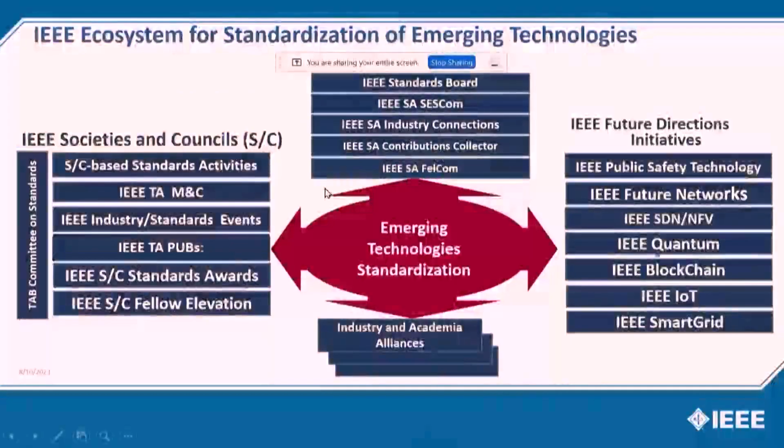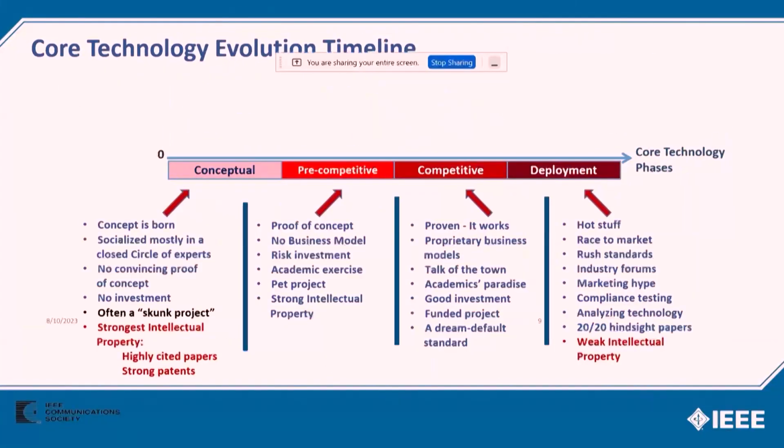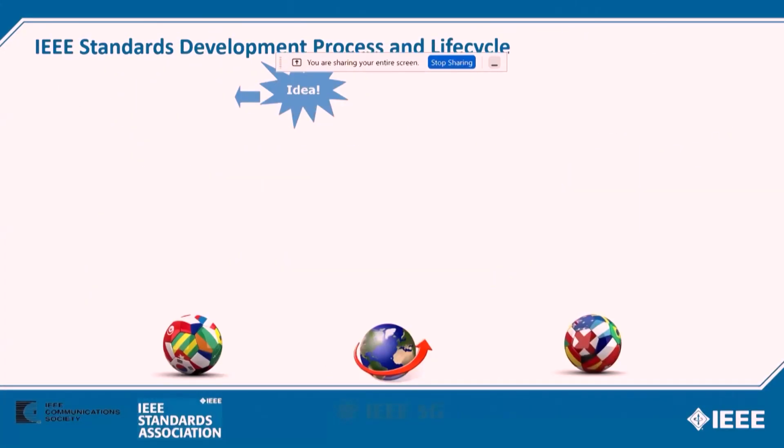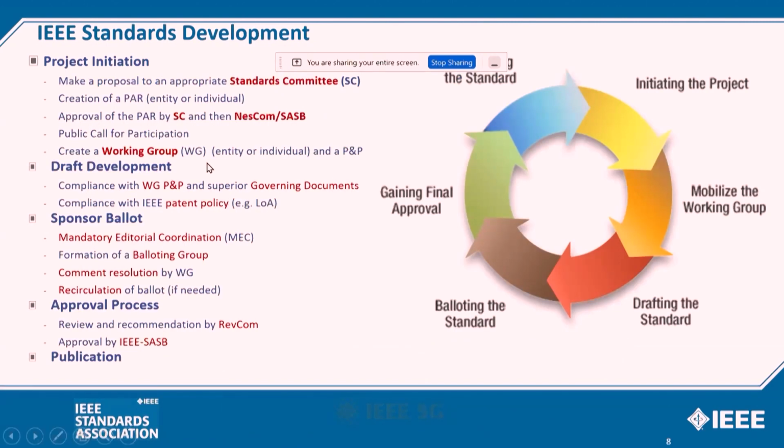Okay, so let me show you here in this slide. You initiate the project. You see on the left, you make a proposal to the appropriate standards committee. And then approval of the PAR. After the standards committee approves it, it goes to NESCOM, the new standards committee under SASB. And then the working group is approved there as well. So they approve the PAR and they approve a working group.